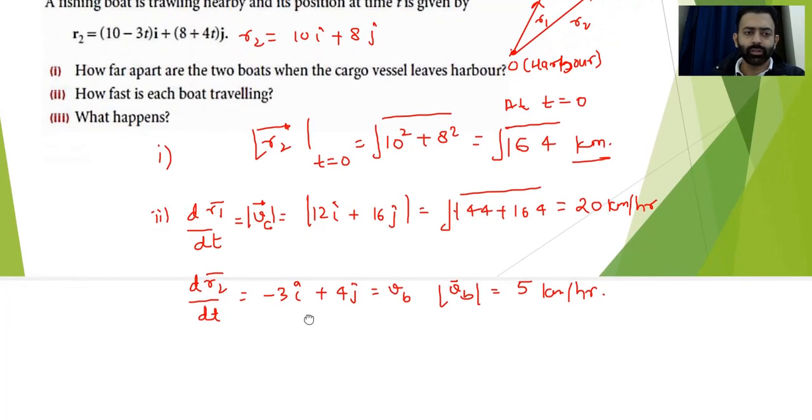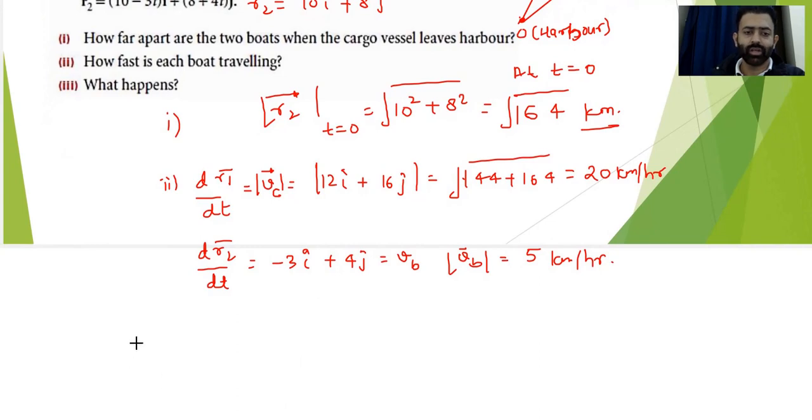Okay. Now third is what happens, right? So what do we mean by this? What happens is that after what time these two vessels intersect, or join, or they will collide. Okay, why am I saying that these are colliding?